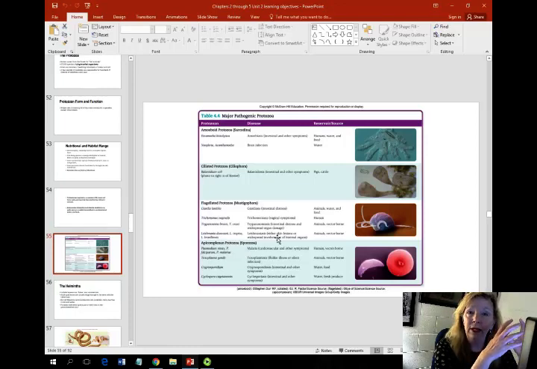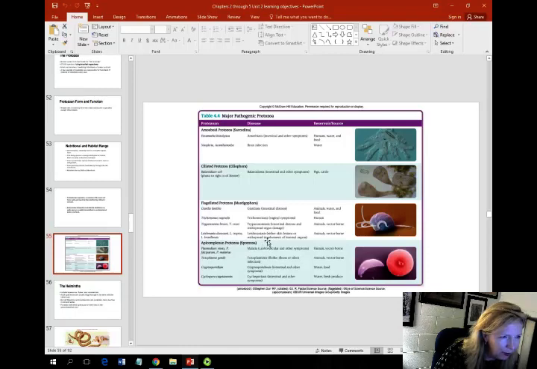Anyway, Plasmodium is the genus, causes malaria. We want to know that, and it obviously is of concern. Another one maybe for right now I would want you to know about. It seemed like there was going to be another one I wanted you to know about.